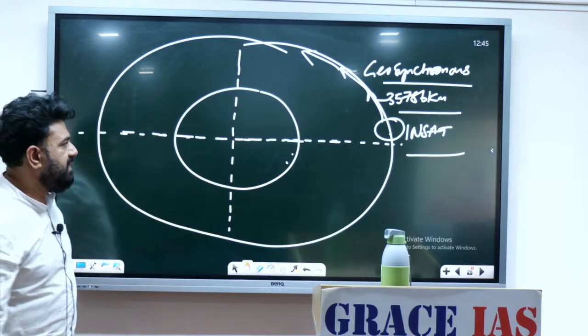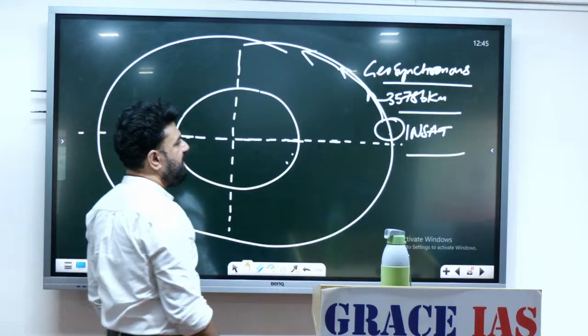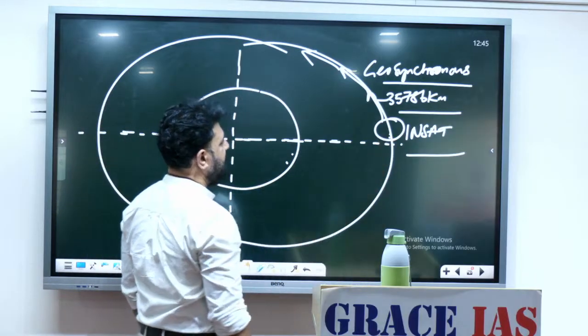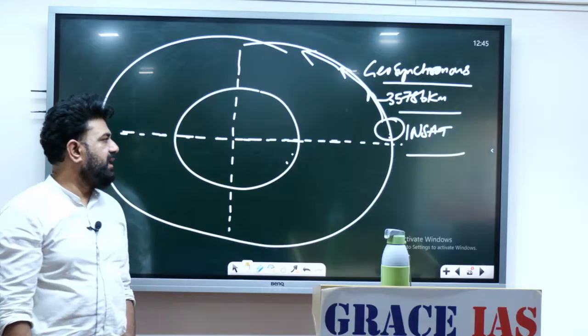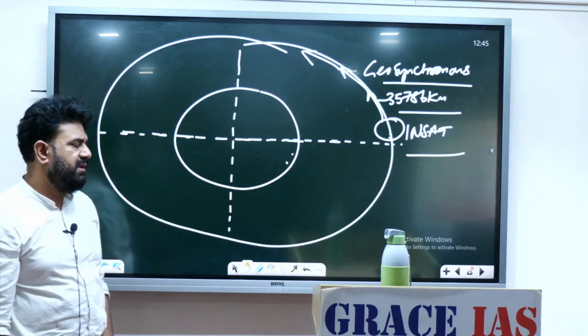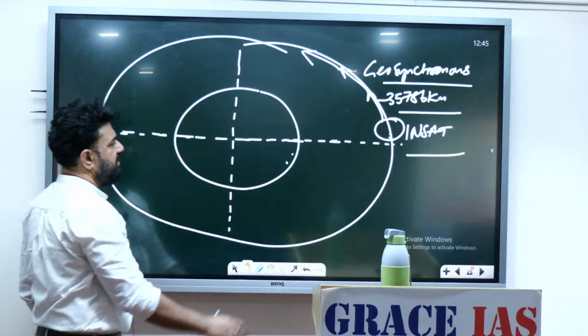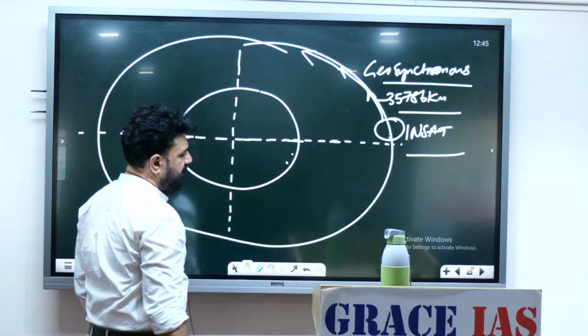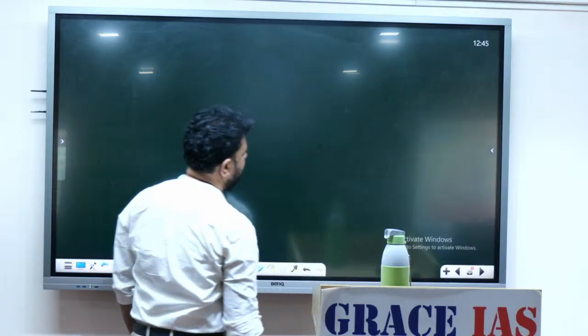So all these applications are served using the INSAT series of satellites. Along with the INSAT series, ocean monitoring, ocean observing, and weather monitoring satellites are also launched in this orbit in general. So these are certain popular orbits in general.